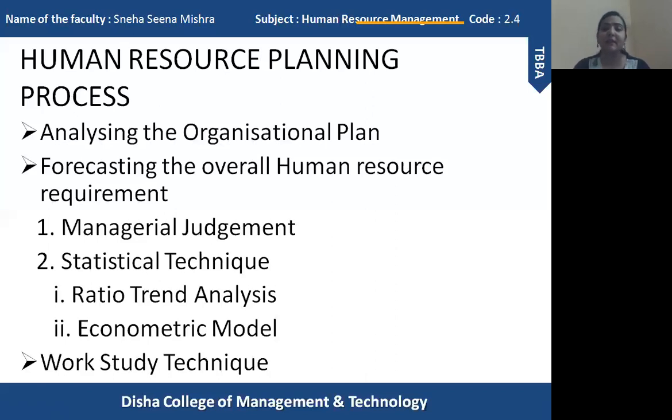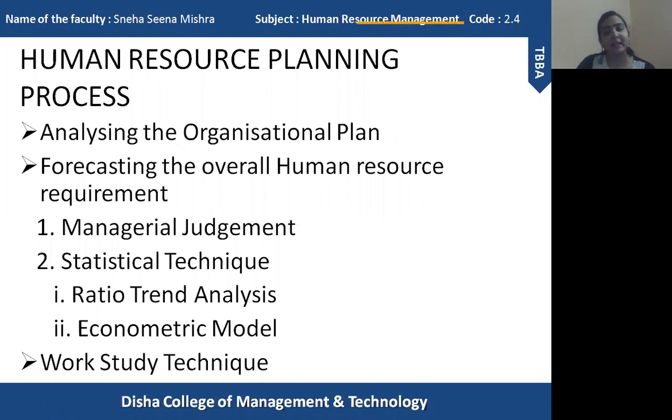The managers will estimate how many people will be required by the department by analyzing the workload and the existing capability and skills of the employees, and to what extent these skills can be developed in future. So managers have the opportunity to estimate the total requirement of human resource in terms of quality as well as number. The second one is statistical technique. Statistical technique usually has two methods under it: ratio trend analysis, and the econometric model.